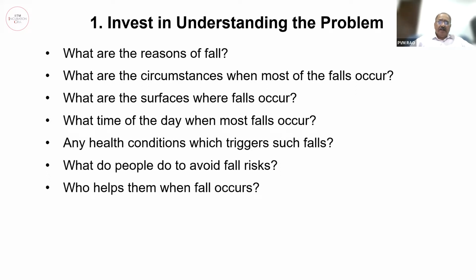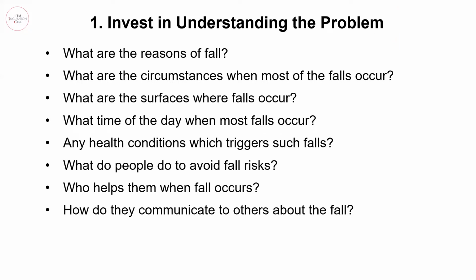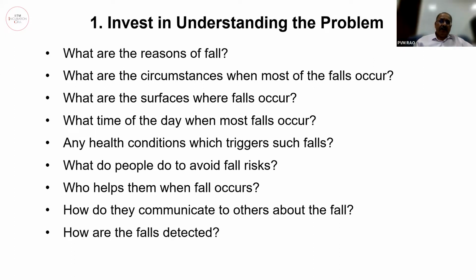Suppose a fall happens, who helps them? Some of the elderly may be staying alone. Some of them may be staying with another elderly person who is a companion. Then you need help when the fall occurs. And who helps them? Some data and insights would help me to find a solution. Now, how do they communicate to others about the fall? If somebody is living alone and there is a fall, how do I communicate to, let's say, somebody outside to tell that I have fallen is also an issue.